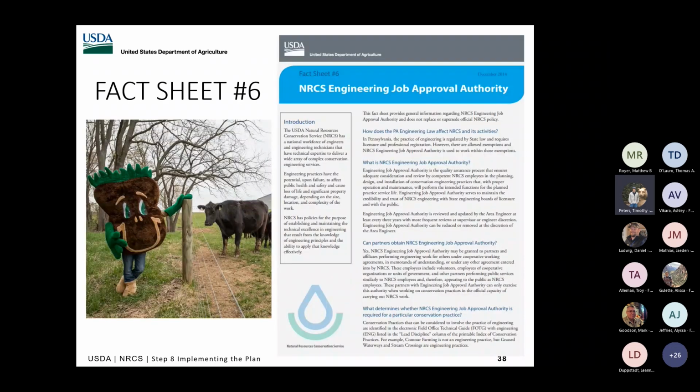And I'll highlight this. I really like this, and it's the PA NRCS fact sheet number 6, which is NRCS Engineering Job Approval Authority. It's available on our website right now. It's soon to be moved to PHOTOG, and whenever we do that, we'll put a note on the website. But this is just a great overview of job approval. It really breaks it down nicely, and I think it's a good resource.